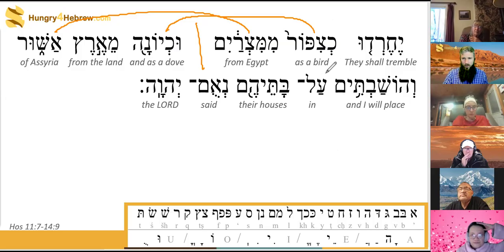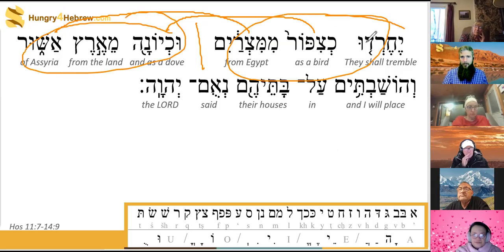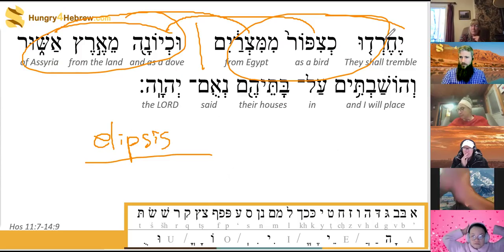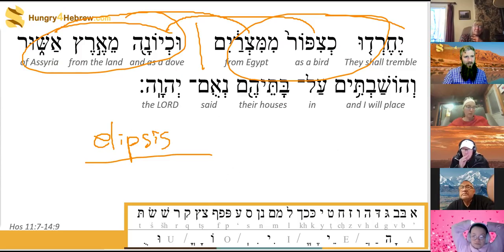So what is that called? The verb is supplied once, but it's implied both here and here. They shall tremble as a bird from Egypt. They shall tremble as a dove from the land of Assyria. Ellipsis. It's a fancy three-dollar word you can use around your friends as a bar trick or something. I don't know.